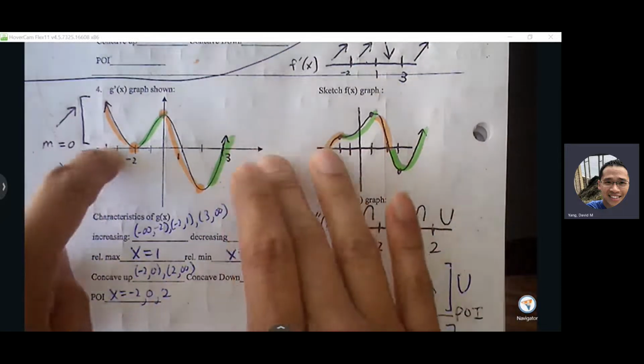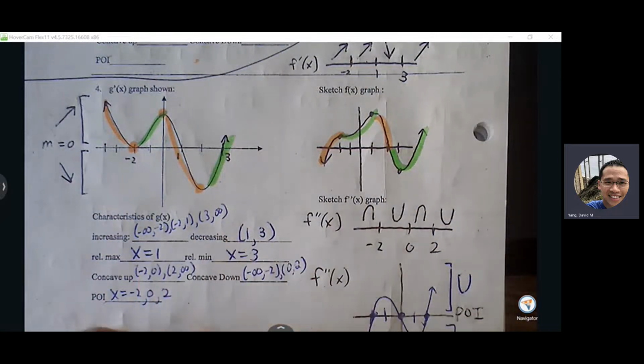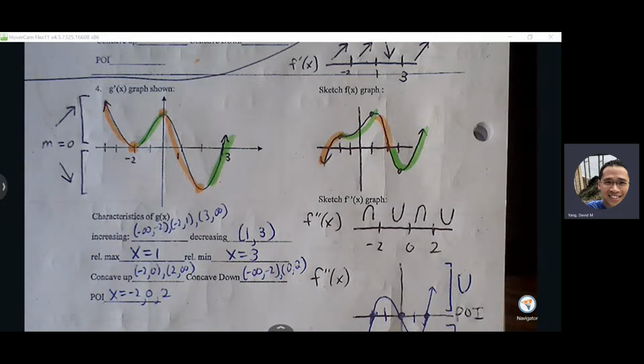And if I give you the derivative graph, the best you can do is give me the x values. Okay, I'm not going to ask you for the y values. We're not going to learn how to do that until second semester, especially off of the derivative graph.